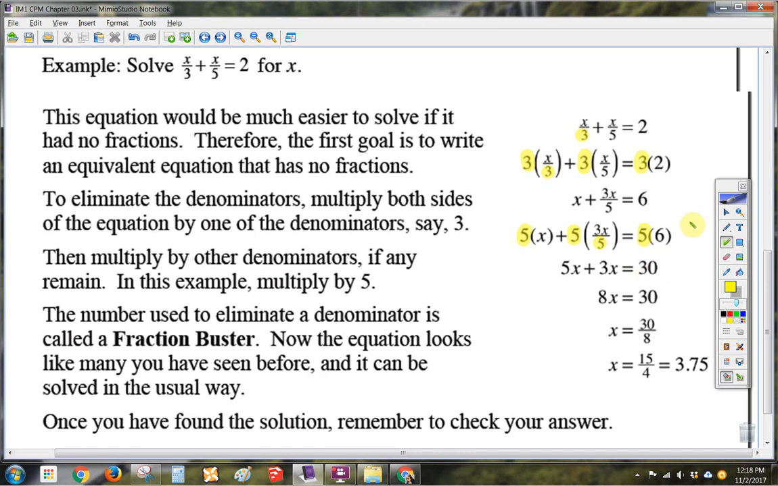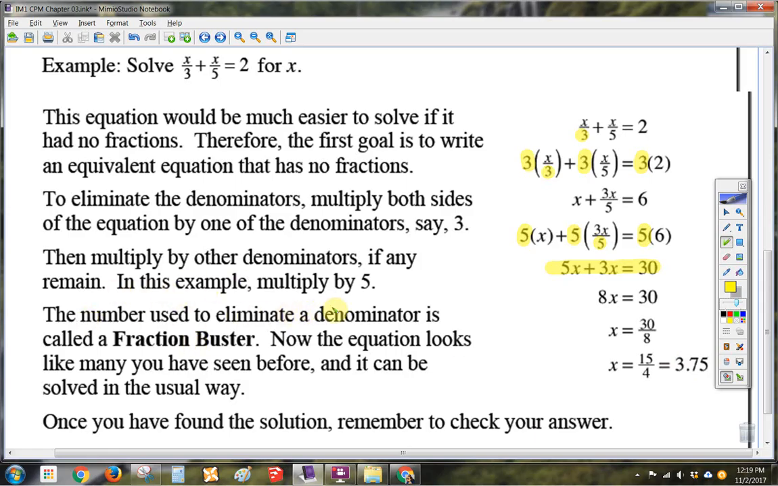There is a way that you could do this in one step. Instead of multiplying by 3 and then multiplying by 5, you could multiply the whole thing by one number. And I will leave that to you to figure out what that number is that would give you, as a final result, 5x plus 3x equals 30. Then you solve it like a normal two-step equation here, right? We're going to add these two together. We get 8x equals 30. Divide both sides by 8, and we get 30 over 8, which is equivalent to 15 over 4, or 3.75.